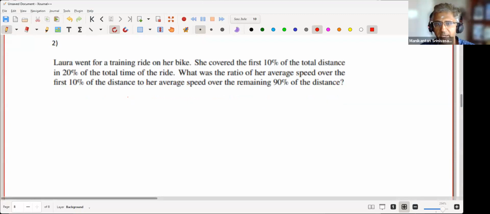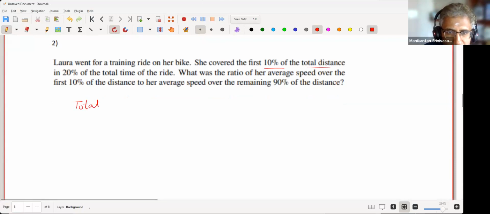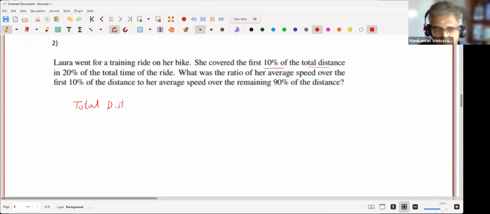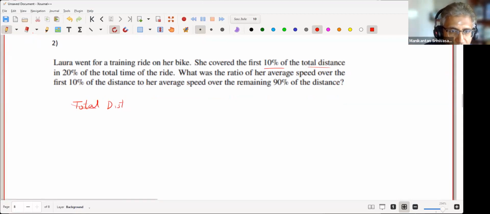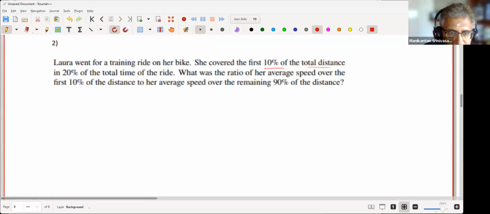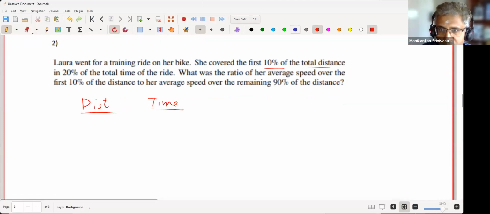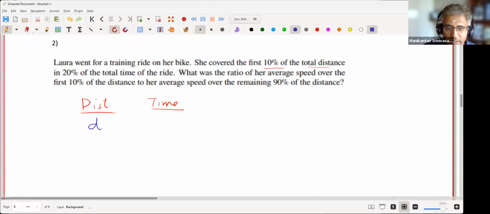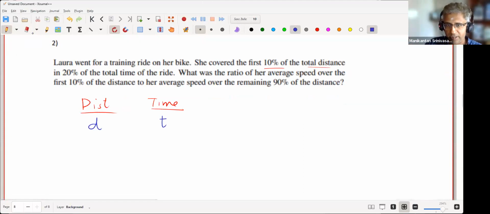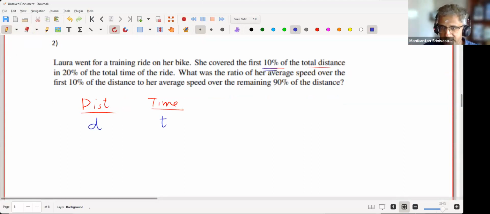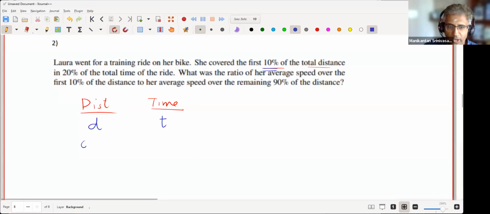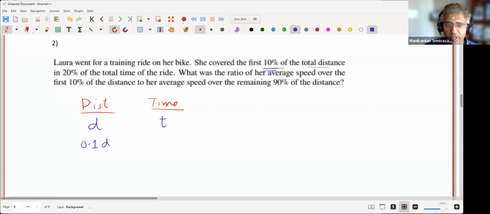Okay, Laura went for a training ride. She covered the first 10% of the total distance in 20% of the total time. So let's see, I'll just say distance. And then I'll say time. Okay, I have 2 columns. Let's say the total distance was D and the total time taken was T. Now she covered the first 10% of the distance, which is 0.1 D, in 20% of the total time, 0.2 T.